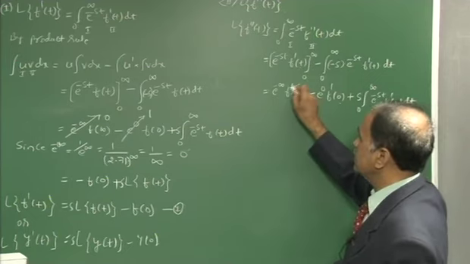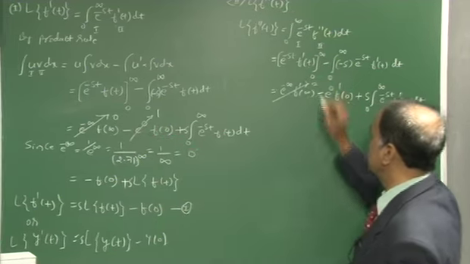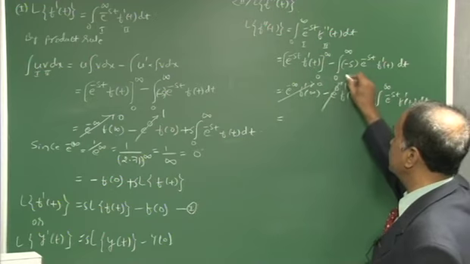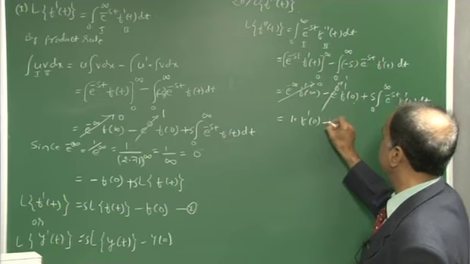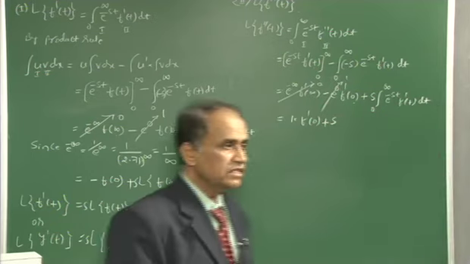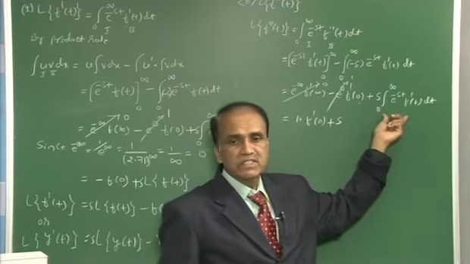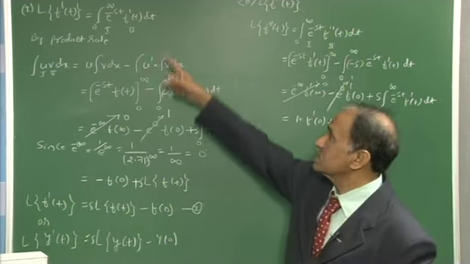As I told you, e to the power minus infinity is 0, so this term becomes 0. Next, this is equal to e to the power 0 is 1, and 1 into f dash of 0 plus s into the second term, which is to be replaced. You need not move further to solve this once again by the integration by parts rule, because the first result is already available.